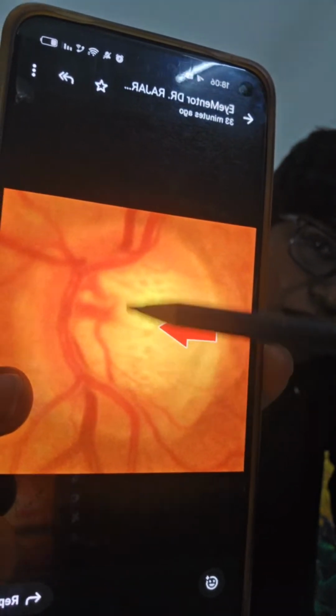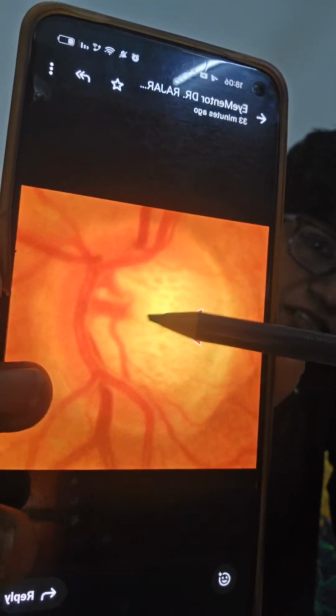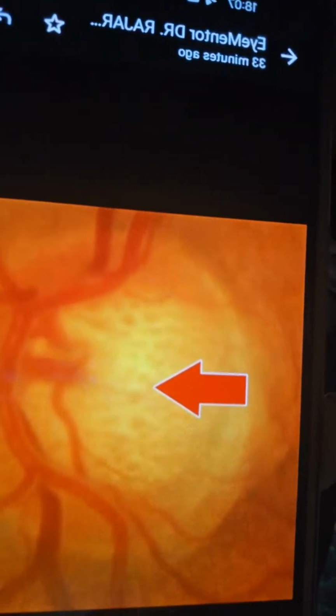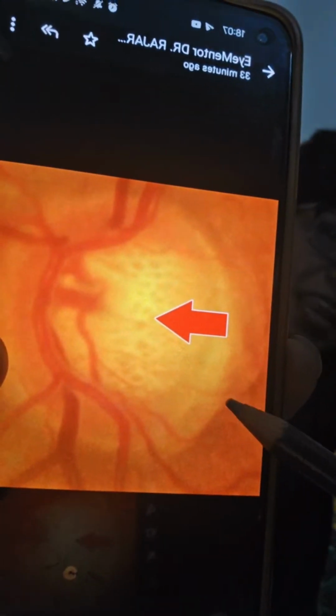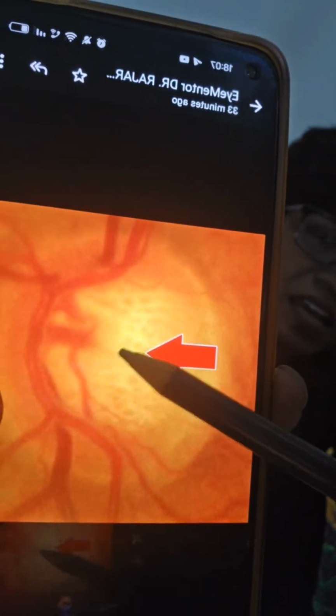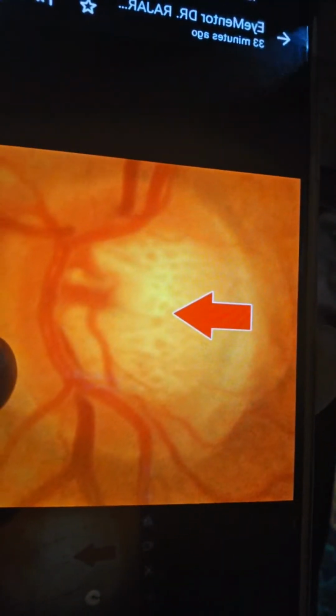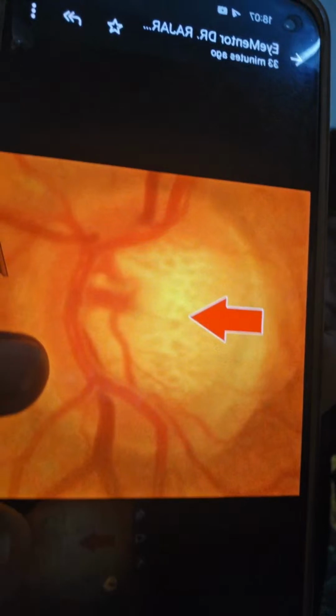So your cup is enlarged and you're seeing the laminar dot sign. Yes, very good. You're seeing the lamina cribrosa. Good, Shweta. You're seeing the openings of the lamina cribrosa. What is lamina cribrosa? That part of the sclera which has openings so that the axons of the optic nerve can pass behind.